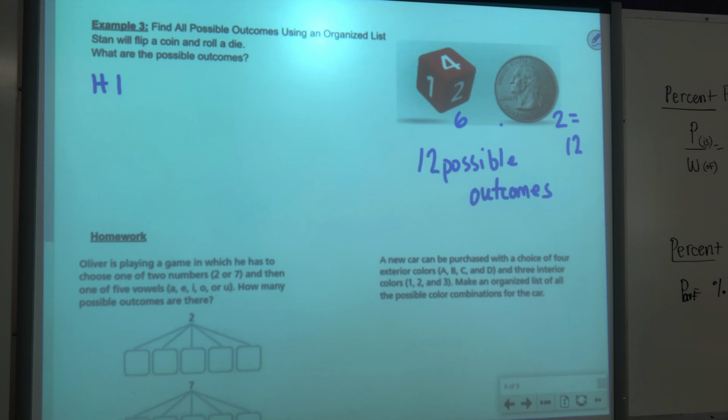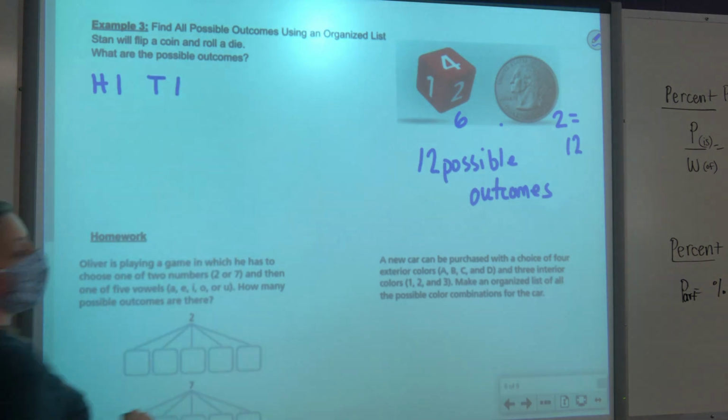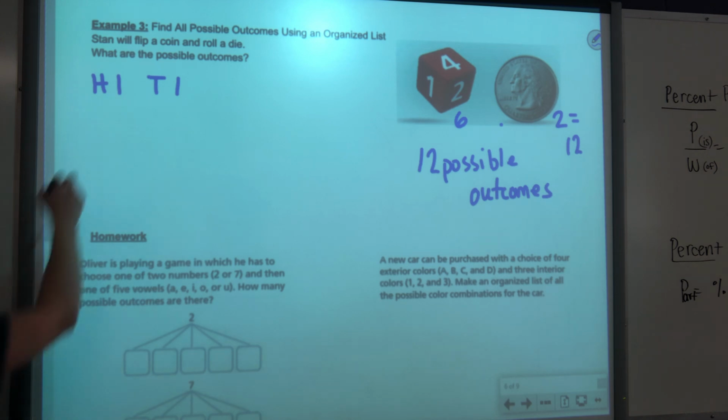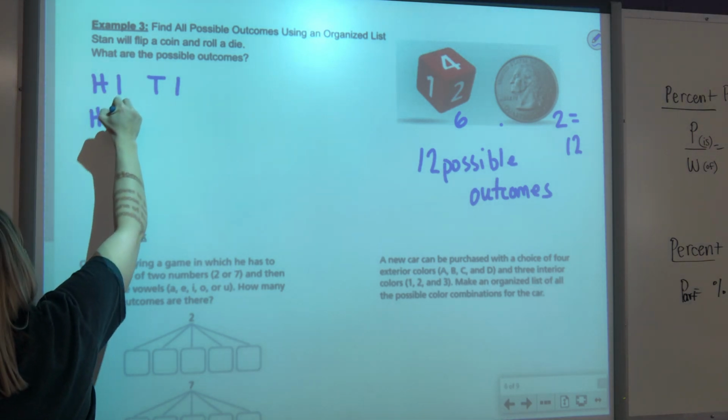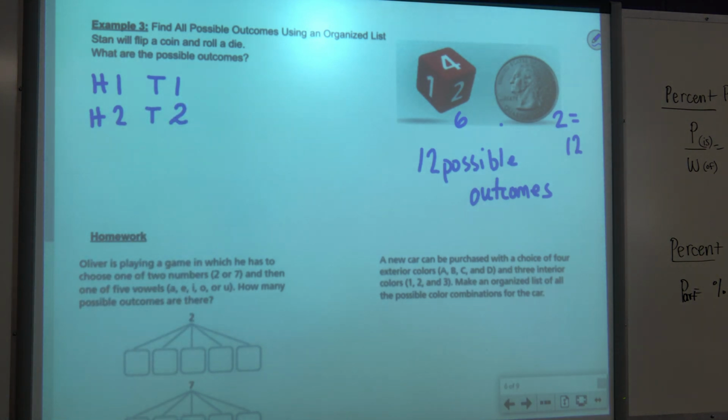What's another possible combination? Okay, we could go tails 1, yep. Very good. Heads 2. Heads 3. Tails 2. Heads, so heads and rolling a 1. Heads and I rolled a 2. Tails. Heads rolled a 1. Tails rolled a 1. Heads rolled a 2. Tails rolled a 2.